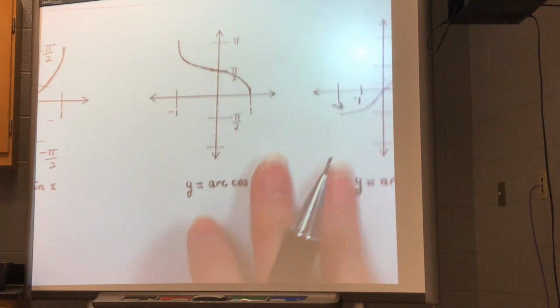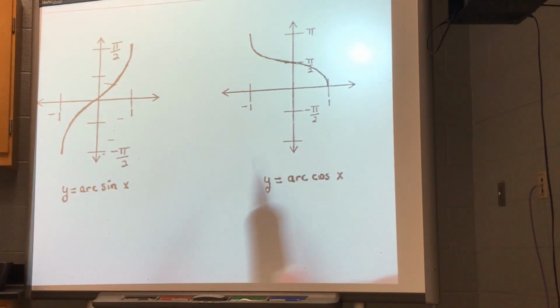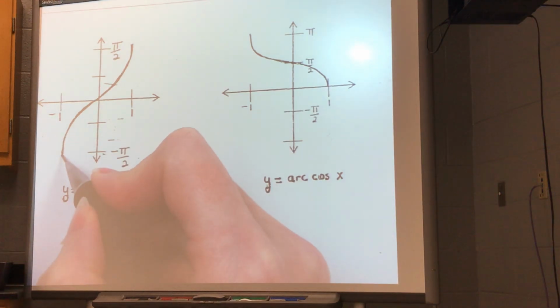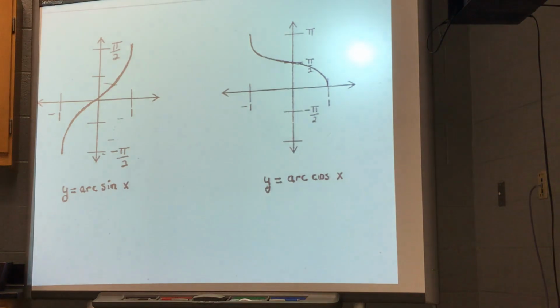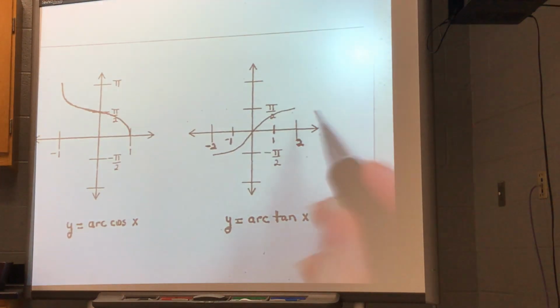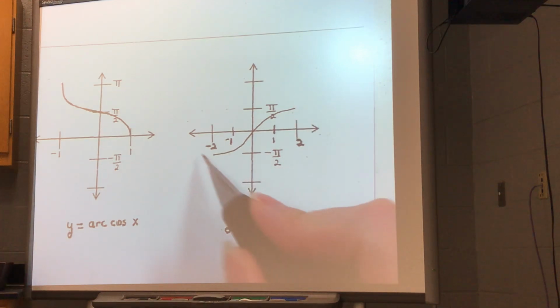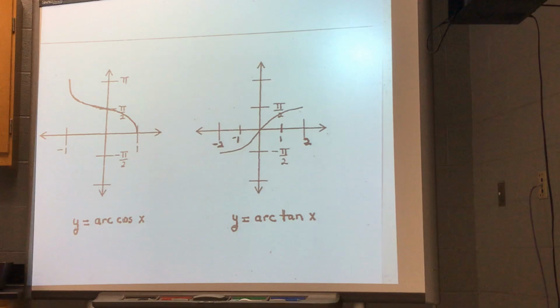All right, and then here are the graphs of them. These two do not keep going. This is an endpoint at -1, -pi/2, and this is an endpoint also. Now this arctangent does keep going to the left and to the right, but it stays in between pi/2 and -pi/2. I don't think the graphs are going to come up very much.